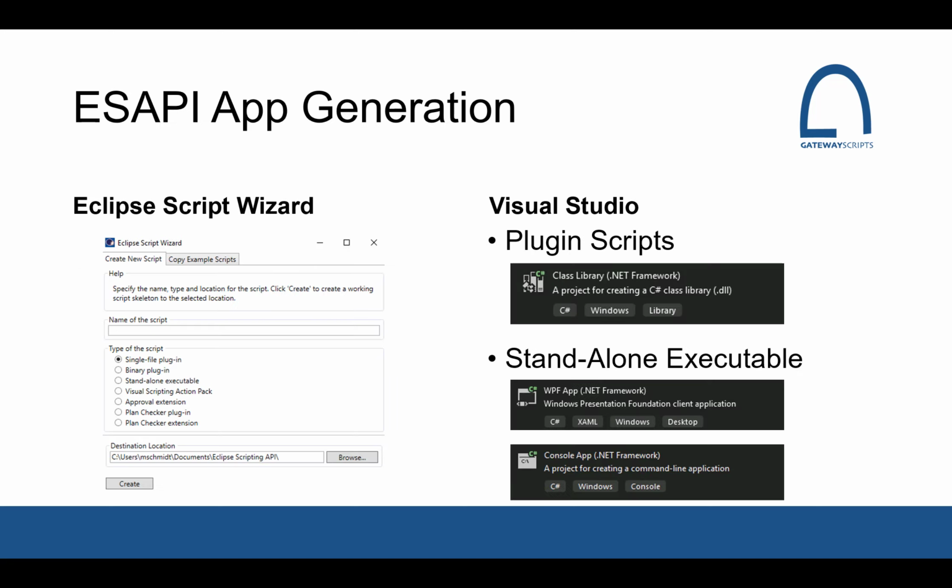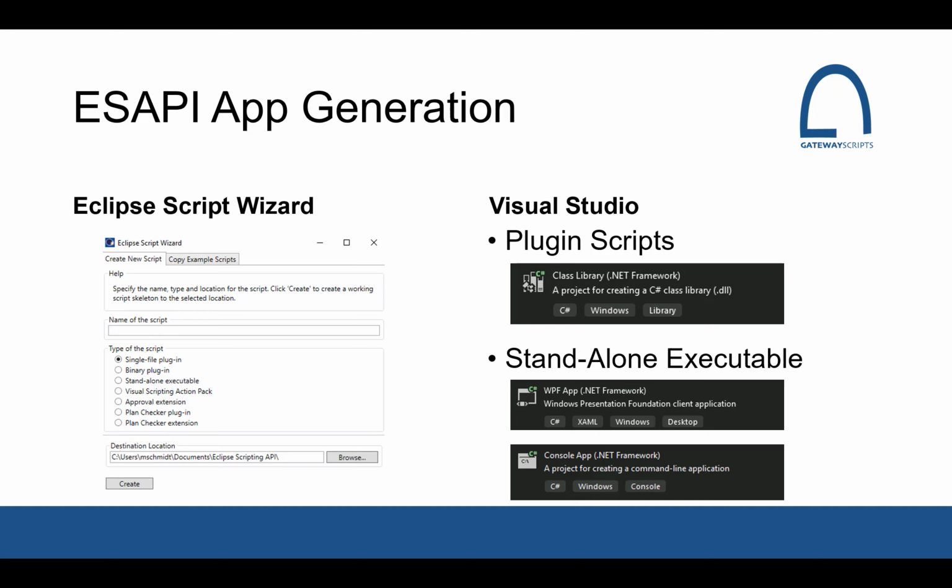When you generate an Eclipse Scripting API script, you can generate it in two different ways. You can use the Eclipse Script Wizard, which has lots of built-in different types of scripts such as a single file plugin, binary plugin, standalone executable, and more. Or you could decide to forego the Eclipse Script Wizard and just use Visual Studio to create your project. Now for the beginner, I would certainly recommend using the Eclipse Script Wizard.